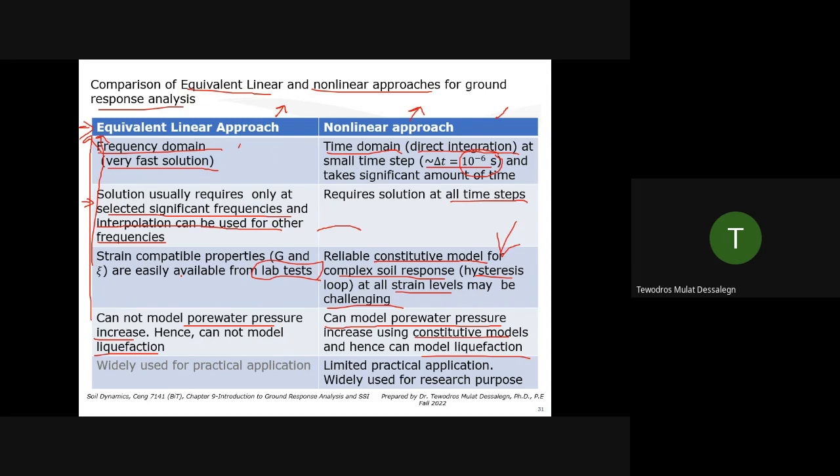The equivalent linear approach is widely used for practical application. I've been using this technique for nuclear power plant design. We don't even use nonlinear approaches like FLAC and PLAXIS because they are limited.